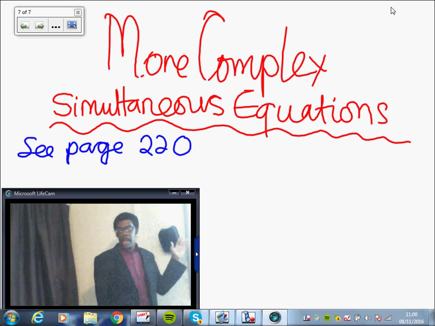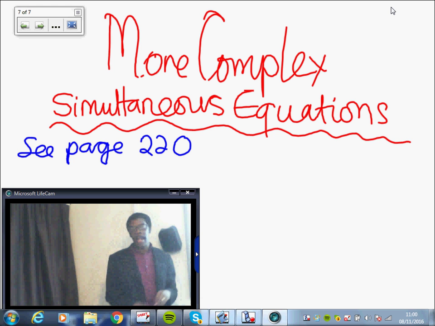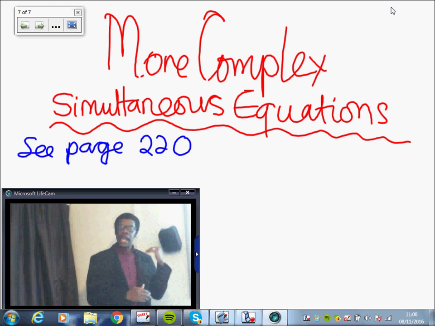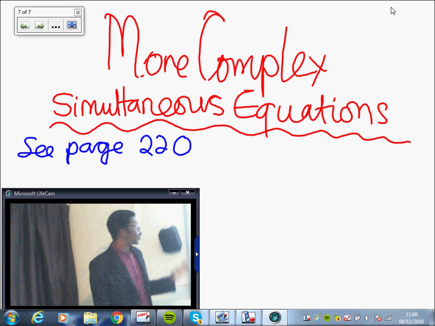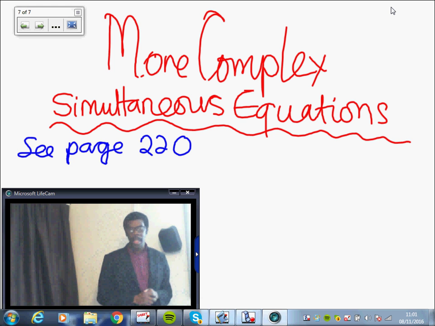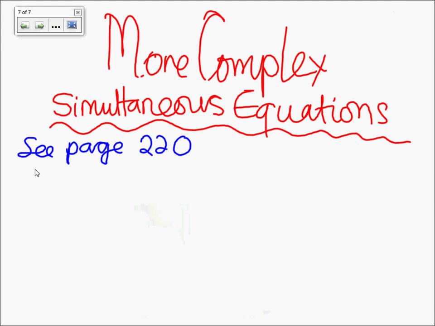I'm recommending you read through the textbook that I've indicated at the beginning of this slide, on page 220. If you're using any other textbook, look for where it says more complex simultaneous equations. How does this work? Let's go through this very quickly.